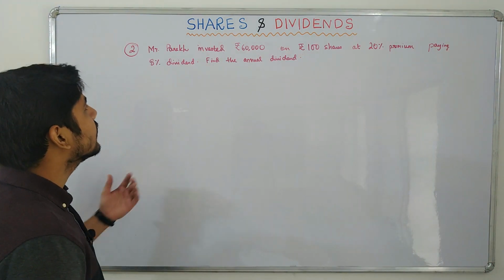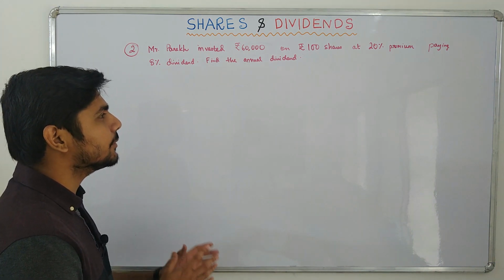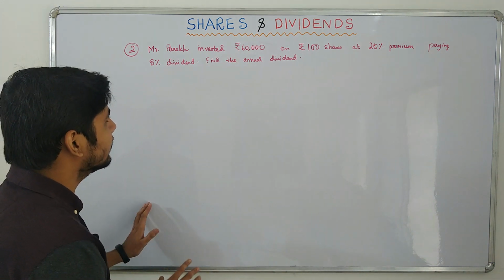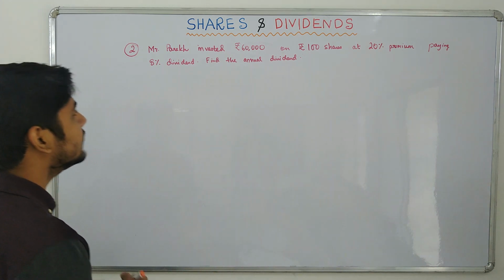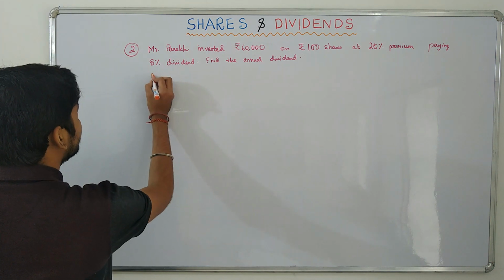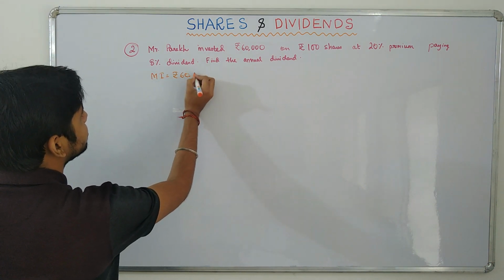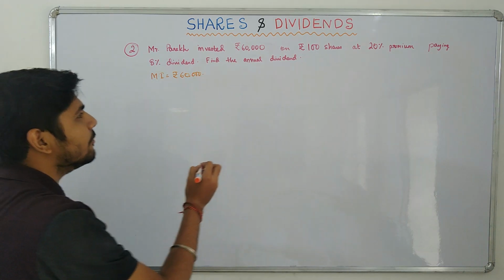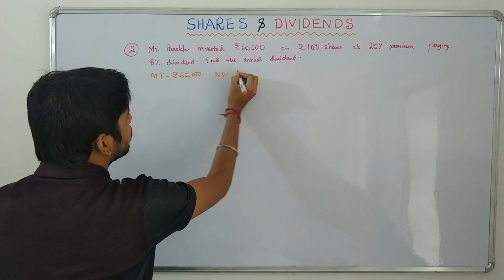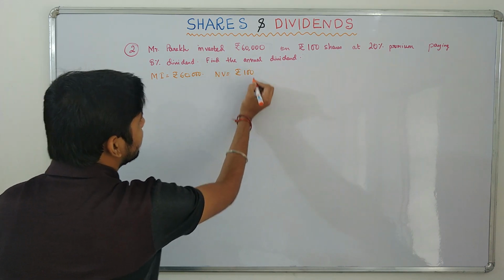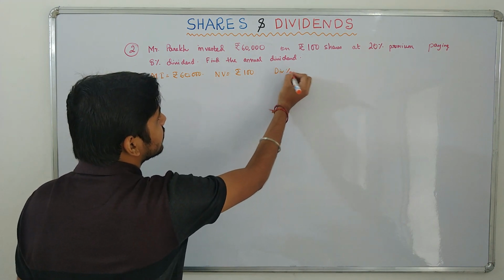Number 2. Mr. Parekh invested rupees 60,000 on rupees 100 shares at 20% premium, paying 8% dividend. You have to find the annual dividend. Let's first write all the things that are given. We have the total money invested is equal to rupees 60,000. Then we have been given the nominal value, rupees 100 shares. So the nominal value is rupees 100. Then we have the dividend percent, 8%.